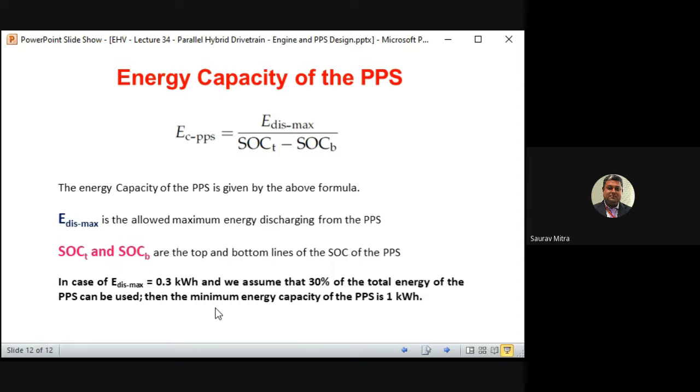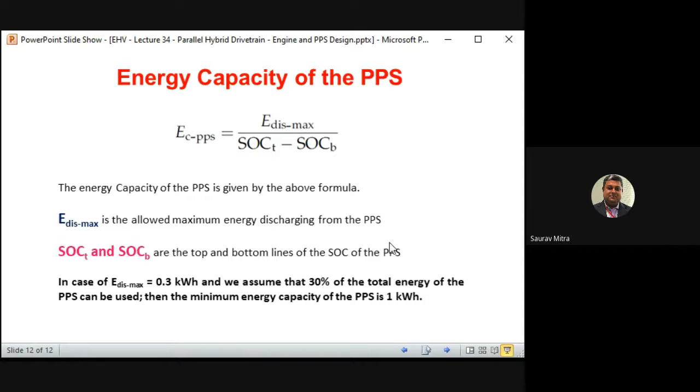In case of an E-discharge max of 0.3 kilowatt hour, they are giving a kind of mathematical proof for this. If E-discharge max is 0.3 kilowatt hour, we assume that 30% of the total energy of the PPS can be used. Then the minimum energy capacity is 1 kilowatt hour. So if this is 0.3, and below is also 0.3, from 100 to 70%. In that case, ECPPS is actually equal to 1 kilowatt hour. So this is how the PPS is designed.